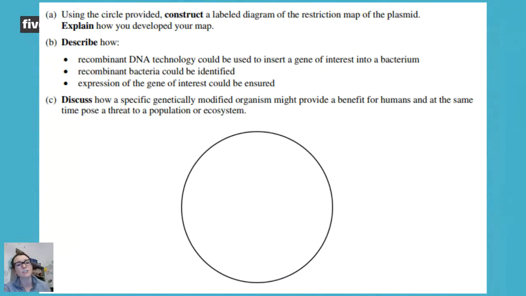For insertion of the gene of interest, you could have said a lot of different things here to get points. You could say that you can cut the gene of interest with a restriction enzyme, either from the source or from a plasmid. If you say that you're cutting the gene of interest with a restriction enzyme, you would get a point. You also get a point for saying you would use the same restriction enzyme on both the source and the plasmid of interest. The source would be the human insulin gene, and the plasmid would be just a piece of circular DNA that you're going to then insert into the bacteria.